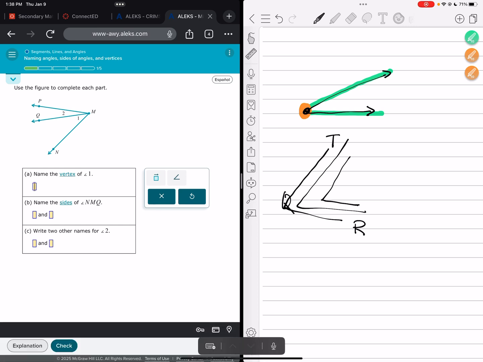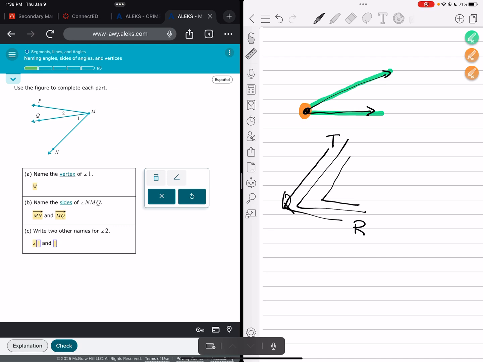So doing that again, looking at this, the name of the vertex of angle 1, that's just the point where the two connect, which is at M. When we have sides, those are rays, so I'm going to go ray. It asks for angle NMQ, which is the bottom angle. Again, I start at the vertex, which is M, and I go out to N. And then for my next one, again, I start at M, but this time I go out to Q for the other side.